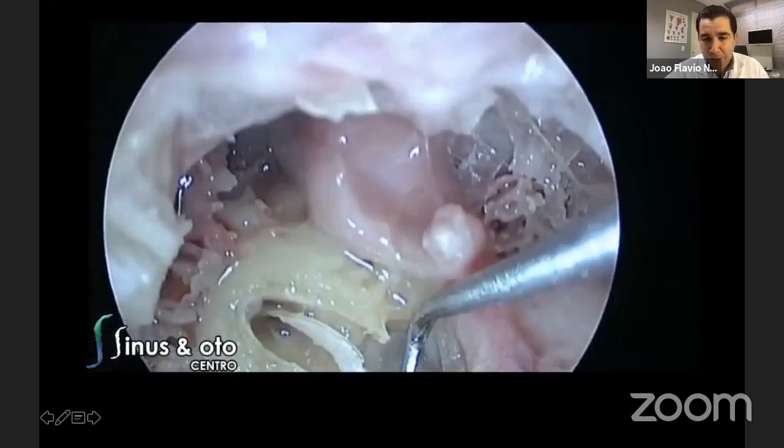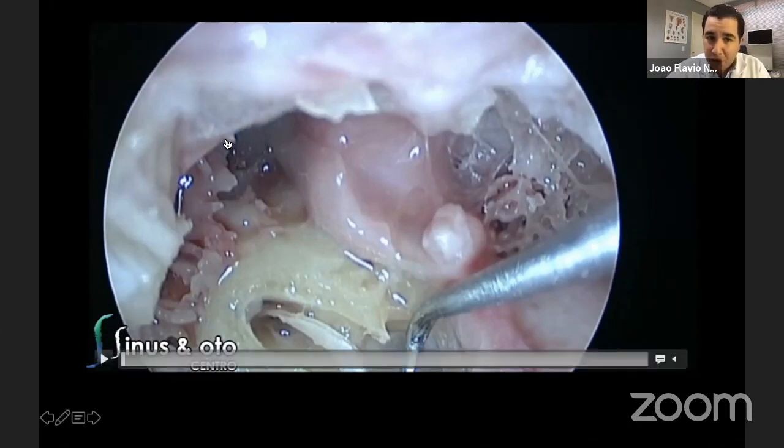So I will pause here just for us to understand the anatomy. This is a left ear. The ossicular chain is completely removed. This is the region of the eustachian tube. So this is anterior, this is posterior, superior, and inferior here. This is the promontory of the cochlea. This is the cochleariform process.